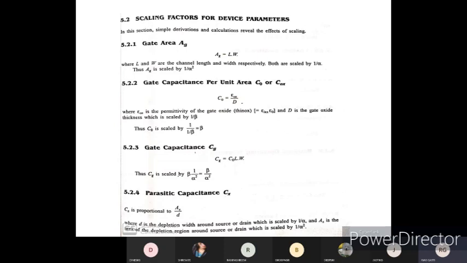So you'll be getting a beta. The next one is the total gate capacitance, how we can calculate. The total gate capacitance is nothing but area into the unit capacitance. So it is nothing but C naught into L into W.